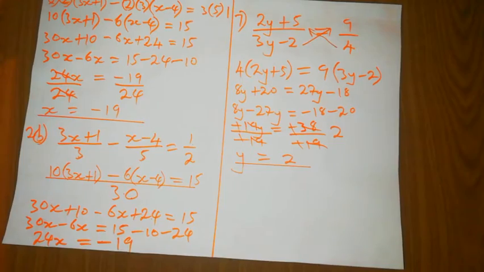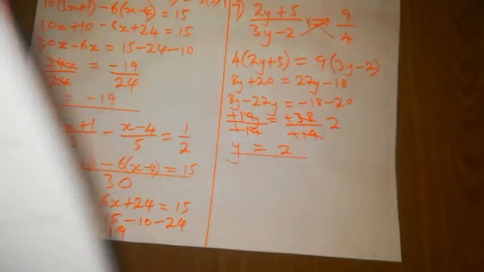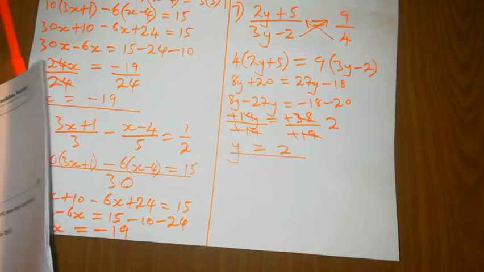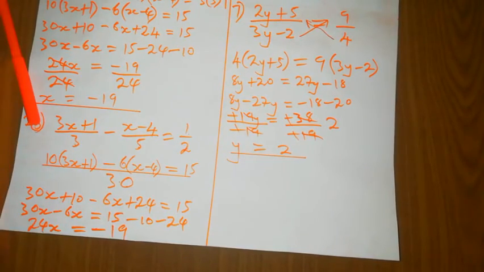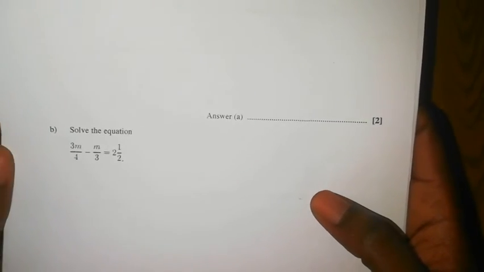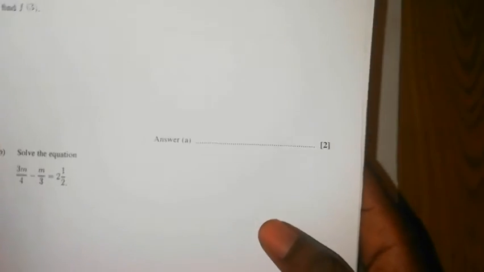Then we move on to November 2018. That is our paper 1. I think I saw a question here. There is the question. It's number 16b. The question says solve the equation.